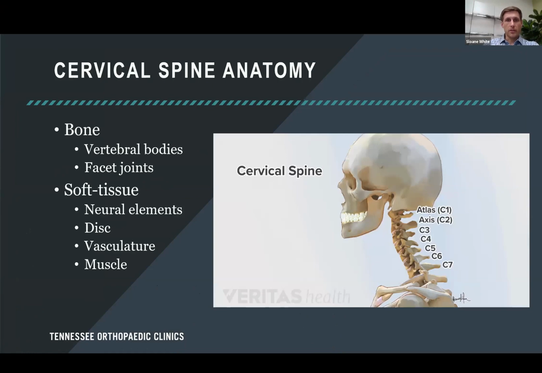So to start off, when talking about orthopedics, anatomy is very important. The cervical spine is made up of 7 vertebrae, and there are both bony elements and soft tissue elements. Bony elements, of course, are the vertebral bodies and the joints that support the movement. And then the soft tissue elements are just as important: the neural elements such as the nerve roots, the spinal cord, the discs that separate the bones and give some cushioning and movement as well, including the vasculature and the muscles that support the movement of the neck.